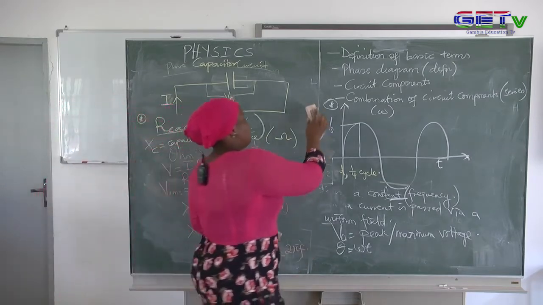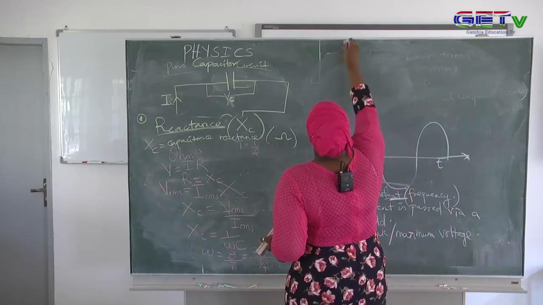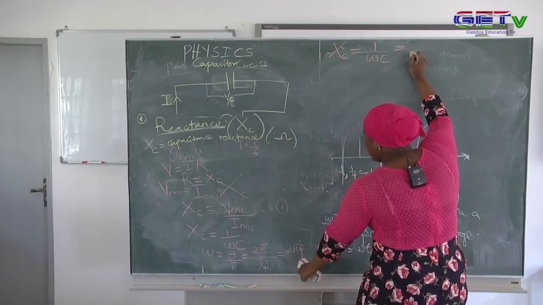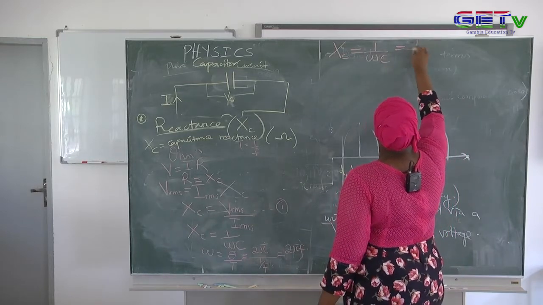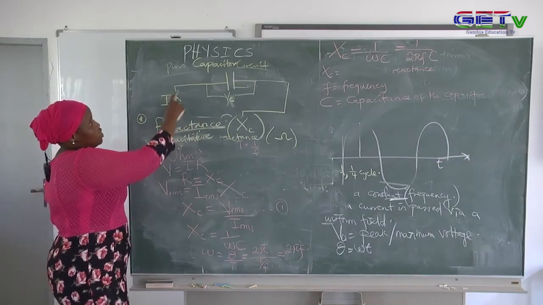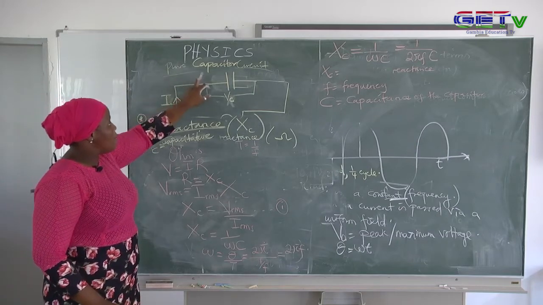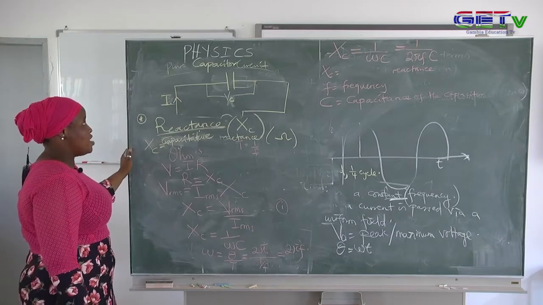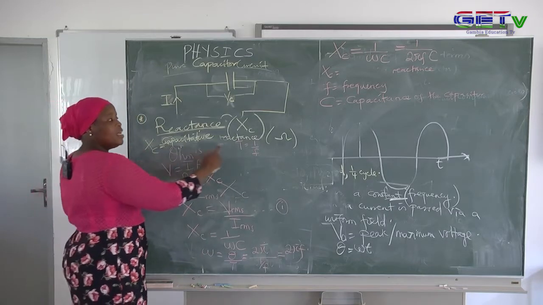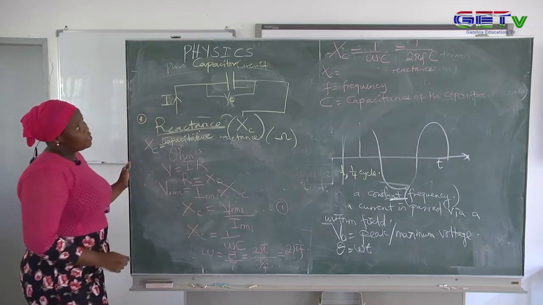So the other equation we can obtain for the capacitive reactance will be XC equals 1 over omega C, but we already formulated an equation for omega, which is 2 pi F. Therefore, XC becomes 1 all over 2 pi F times C. If you recall from the first part, I told you that the opposition to the flow of current is being offered by a resistor. But in this case, we have a pure capacitor circuit, and the opposition to the flow of current is being offered by the capacitive reactance, which is denoted as XC, and it has the same unit as ohms. It has the same unit as resistance because it does the work of a resistor in a pure capacitor circuit.